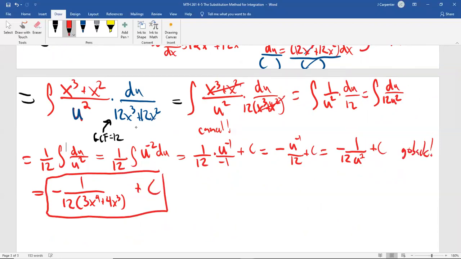Yes, the negative could just be in front of the 12. Yes, the negative could be in front of the 1. Yes, the negative can be in front of the whole fraction. There's 3 good answers for how this can be written. This is my favorite version of it.